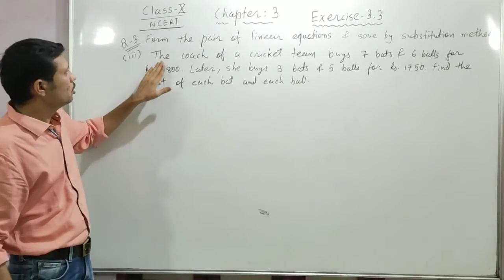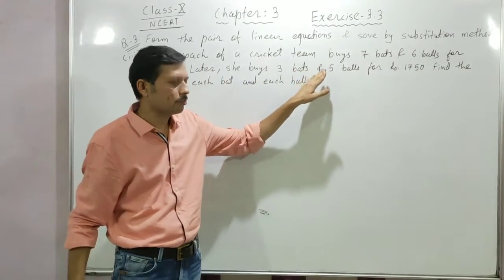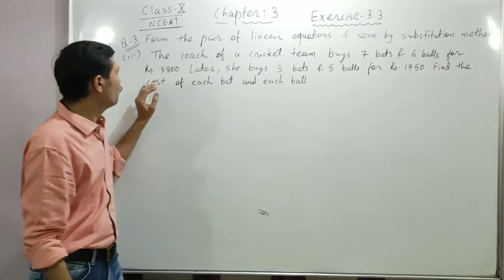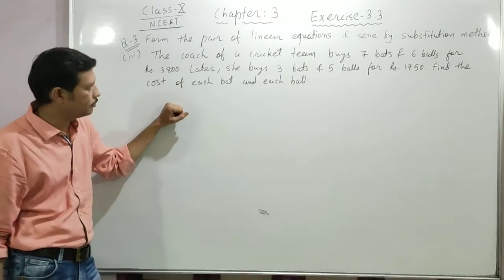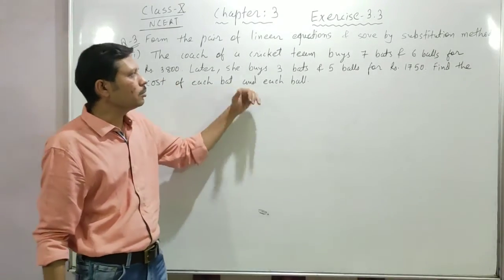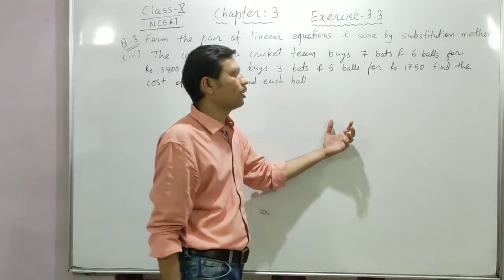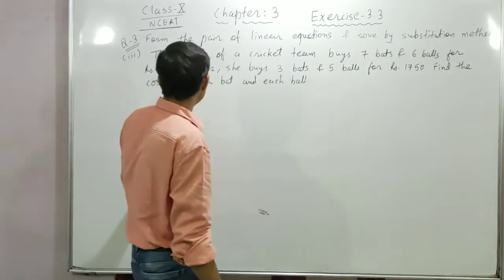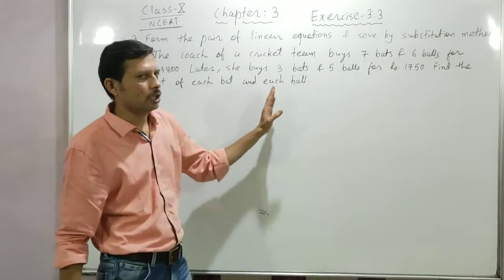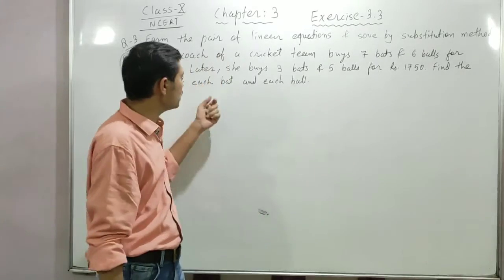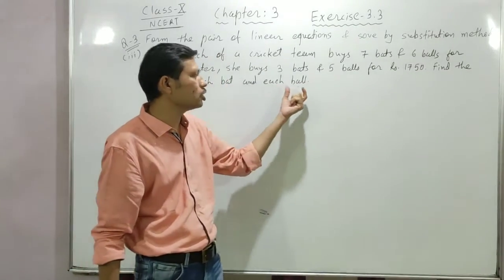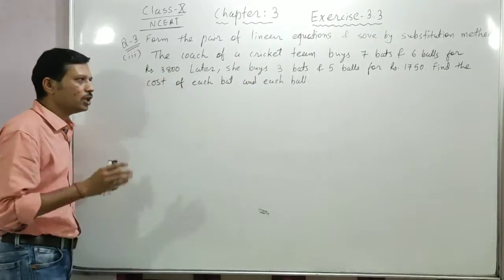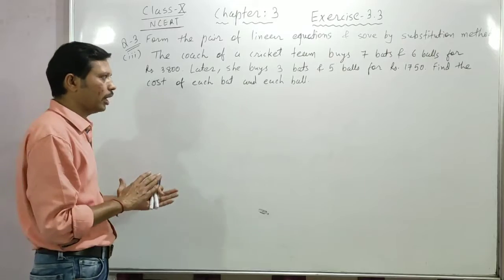The question is: the coach of a cricket team buys 7 bats and 6 balls for rupees 3,800. Later, she buys 3 bats and 5 balls for rupees 1,750. Find the cost of each bat and each ball. So obviously it is asking the cost of each bat and each ball. These are the two variables for us, so we will first assume the cost of each bat and each ball as x and y.